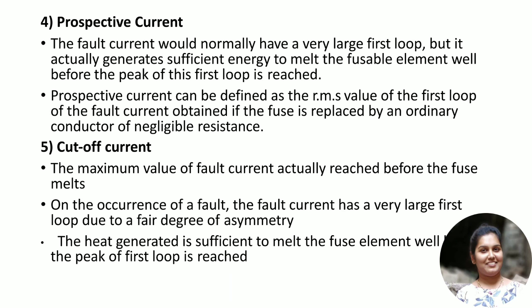So we know what is meant by fusing current. The minimum current at which the fuse will blow off or melt is nothing but fusing current, whereas cutoff current is nothing but the maximum value of the fault current which actually reaches before the fuse melts. That is the maximum faulty current which is able to melt the fuse, or which has a capacity to melt the fuse, is nothing but a cutoff current.